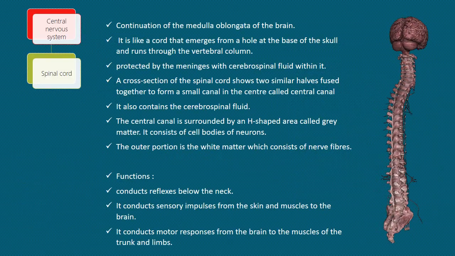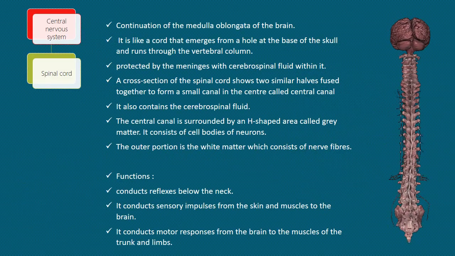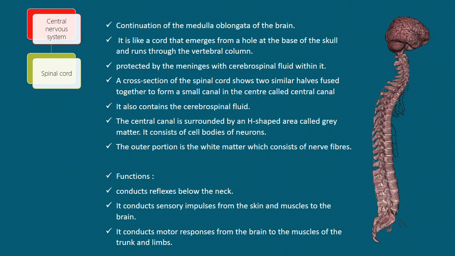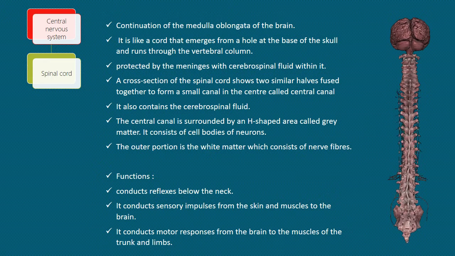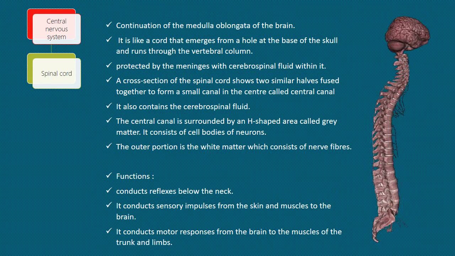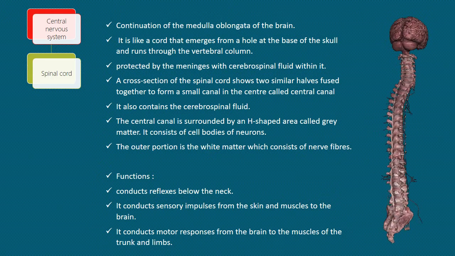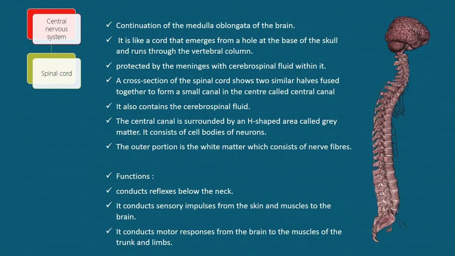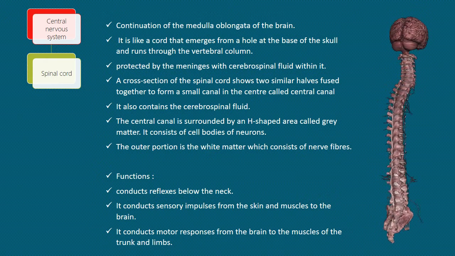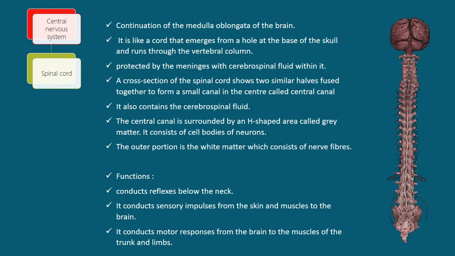Next part, the spinal cord. It is the continuation of medulla oblongata of the brain. It is like a cord that emerges from the hole at the base of the skull and runs through the vertebral column. Like the brain, the spinal cord is also protected by the meninges with the cerebrospinal fluid within it.